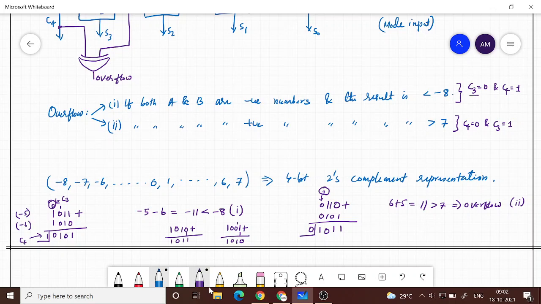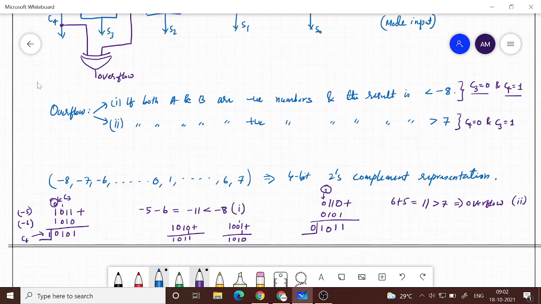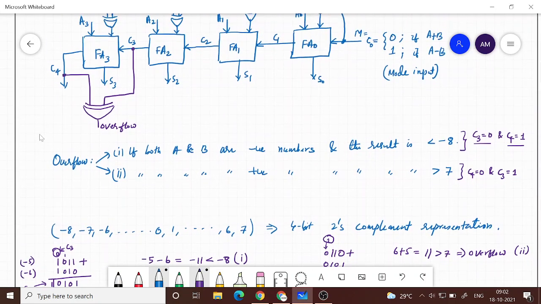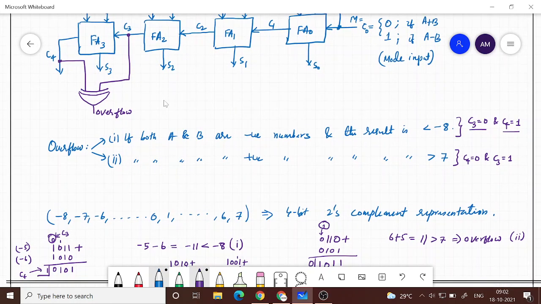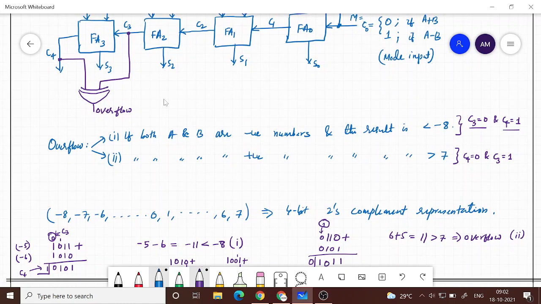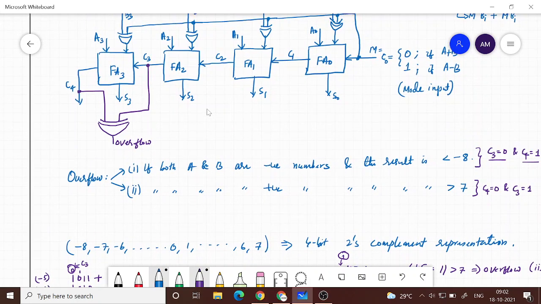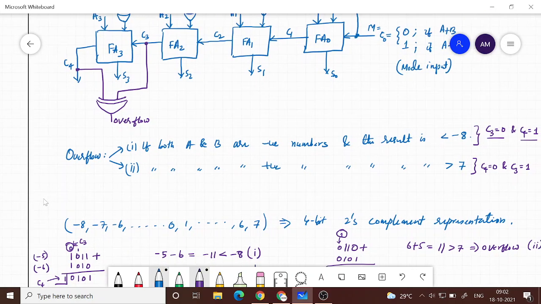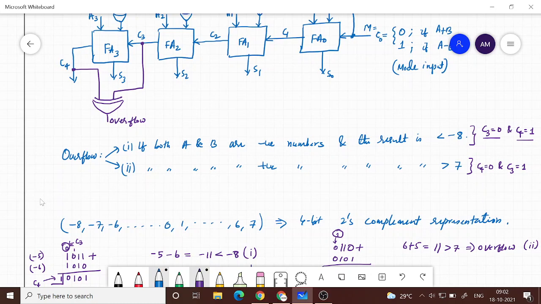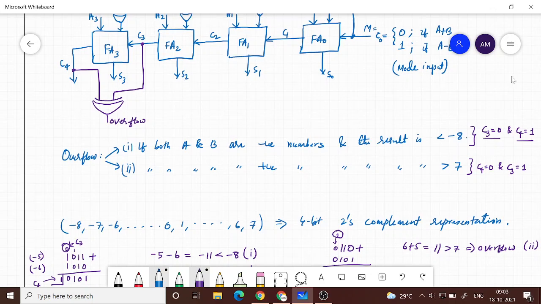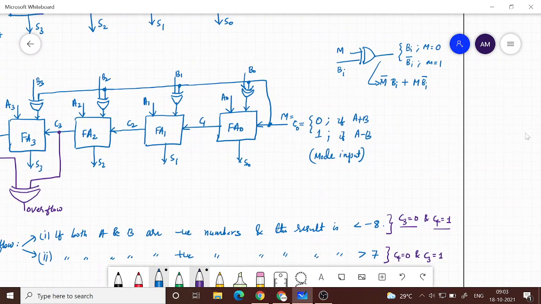So that's what I said. C3 is 0 and C4 is 1. So that corresponds to the first case. So you can consider any example, and you can check this out. If it is two positive numbers giving rise to a result of 7 or less than 7, like for example 2 plus 3, in such cases both will be 0 0. C3 is 0, C4 is 0. So which will give no overflow here. Similarly, if both are negative numbers and the result is greater than or equal to minus 8, then you will get 1 1. So this is essentially the theory behind the detection of overflow.